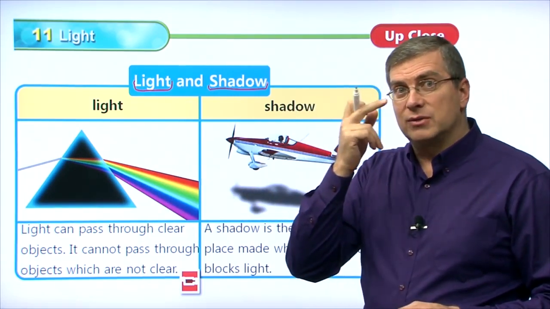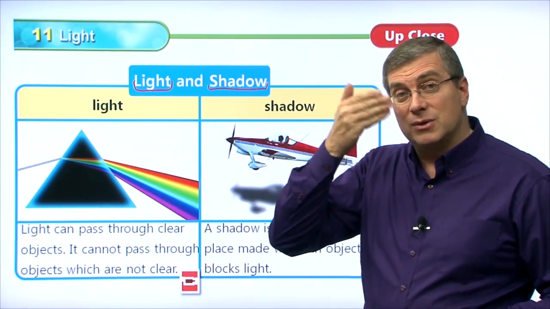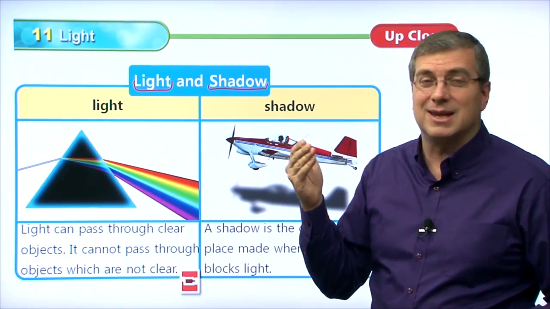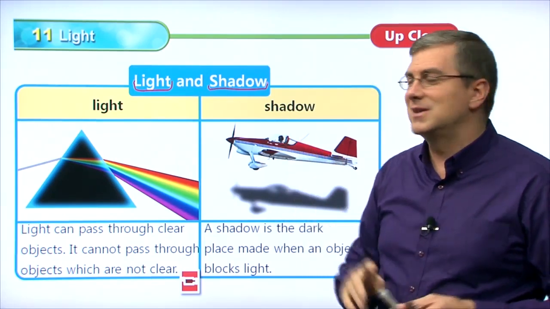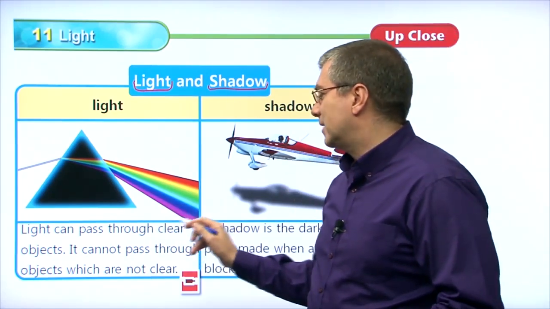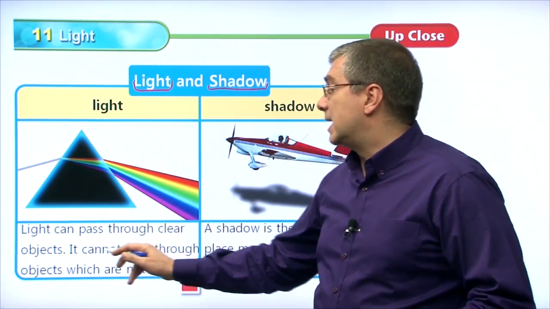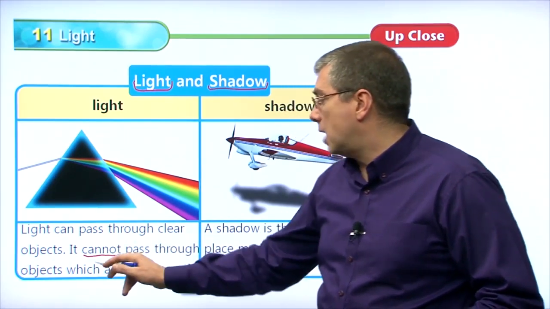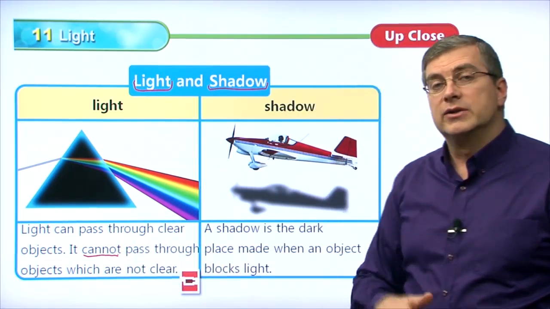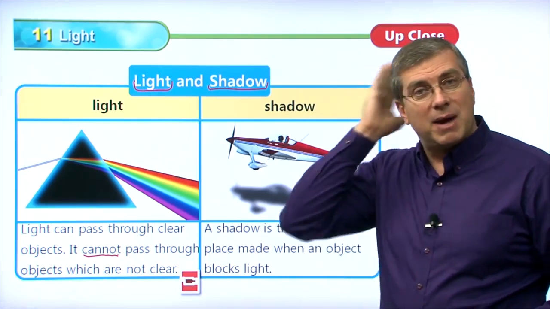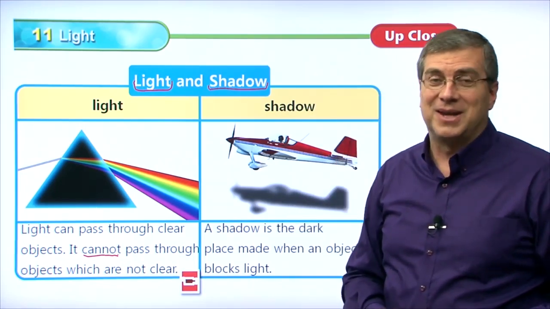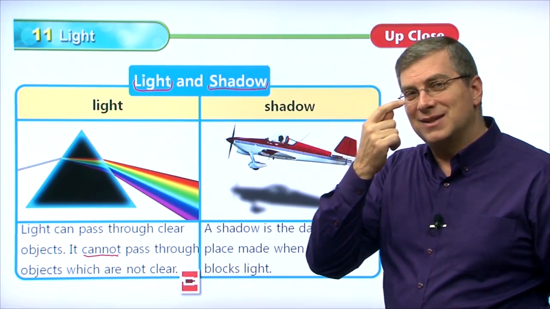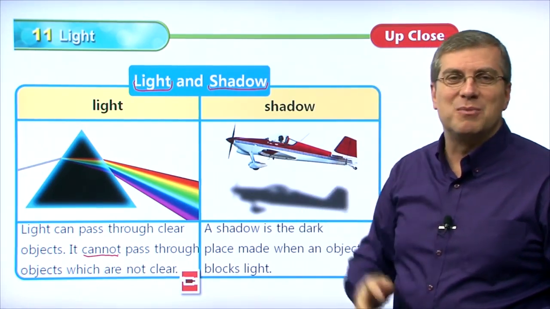Of course, light can pass through glasses. If light couldn't pass through these glasses, I wouldn't be able to see anything, right? They would be black. I couldn't see anything. So light can pass through clear objects. It cannot pass through objects that are not clear. So my glasses are clear, but my head is not clear, okay? Light can pass through my glasses, but light cannot pass through my head.